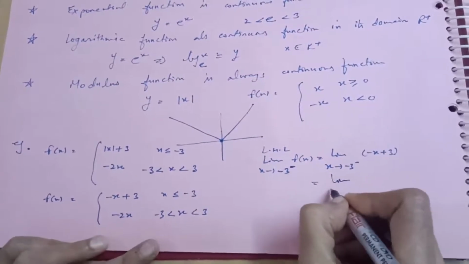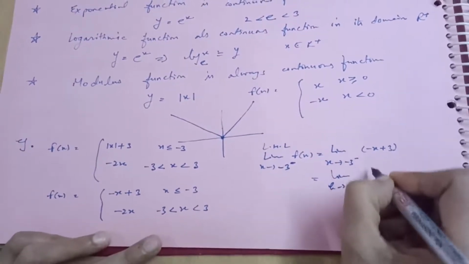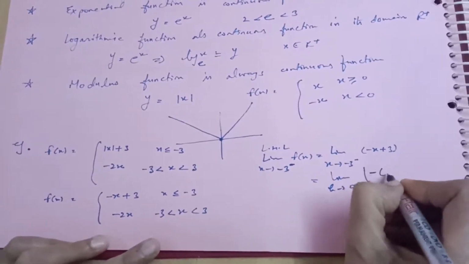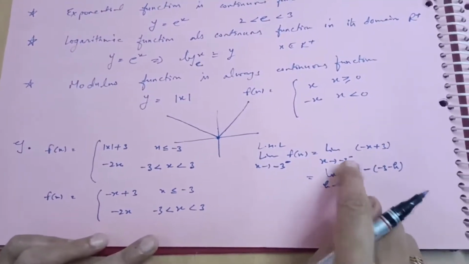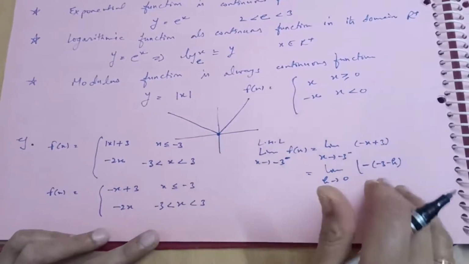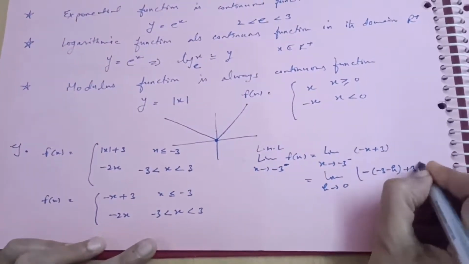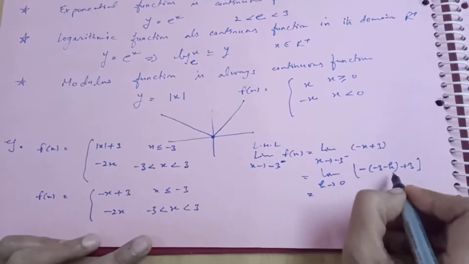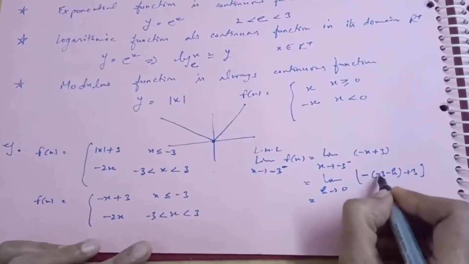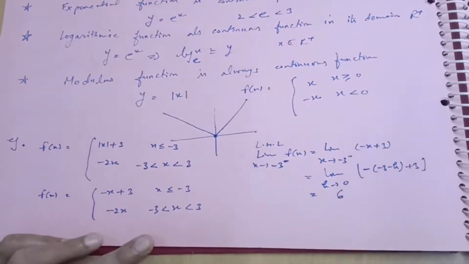So limit h tends to 0, and instead of x I will write minus 3 minus h, on the left hand side: minus of minus 3 minus h plus 3. Then I put h tends to 0, so it will come: minus minus plus 3, it will be 6.